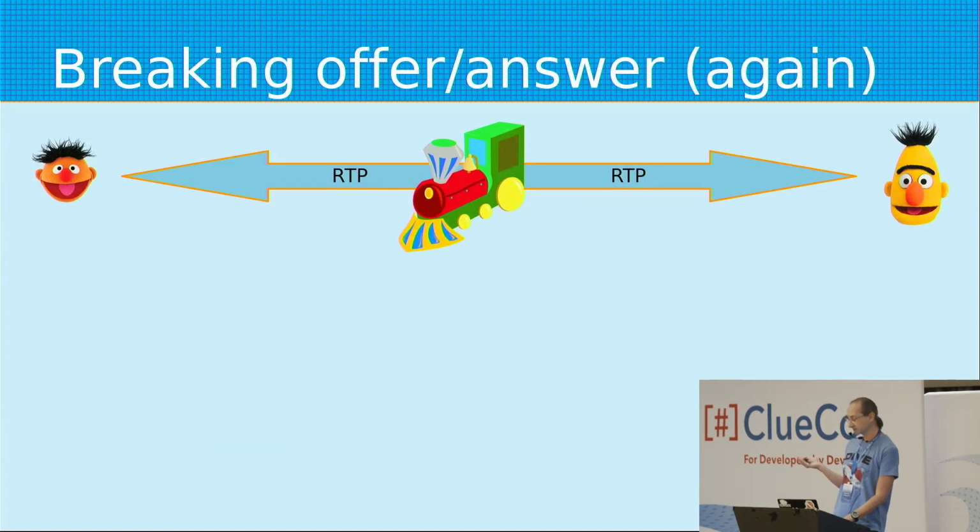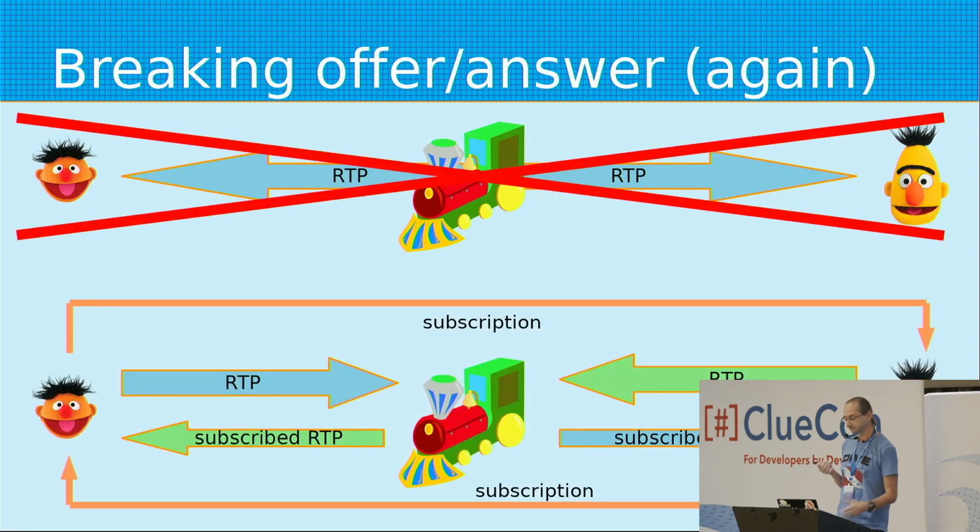So in order to do this, we had to break offer-answer again, and we had to move away from the one-to-one media forwarding that was part of the core design of RTPengine from day one. It's always been one entity talking to another entity. So we had to get rid of this. There was a pretty big change to make.